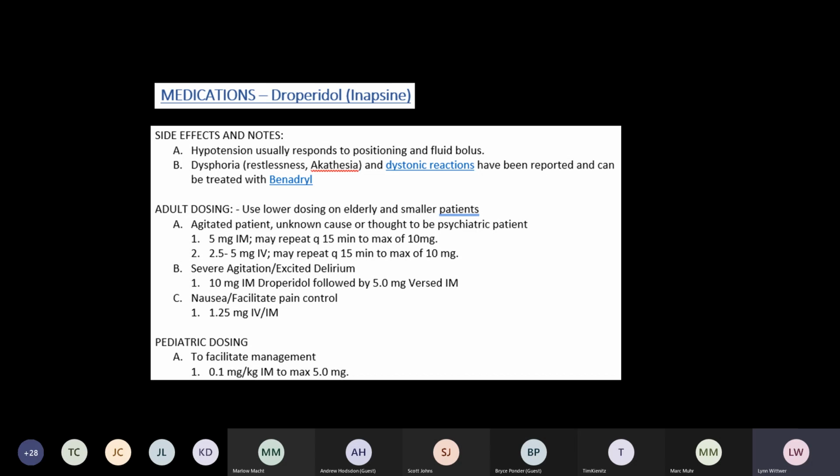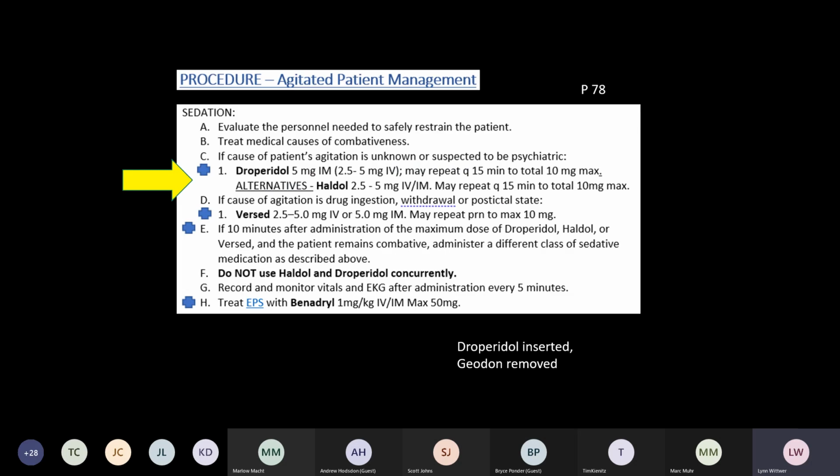So as an alternative to Zofran, 1.25 milligram IV or IM. It's a very small dose. You don't want to go above that. Now, with pediatric dosing, pediatrics can be dosed at 0.1 milligram per kilo IM. Now, generally speaking, we don't give children under the age of 2 anti-nausea drugs anyway, so we don't really have to worry about that.